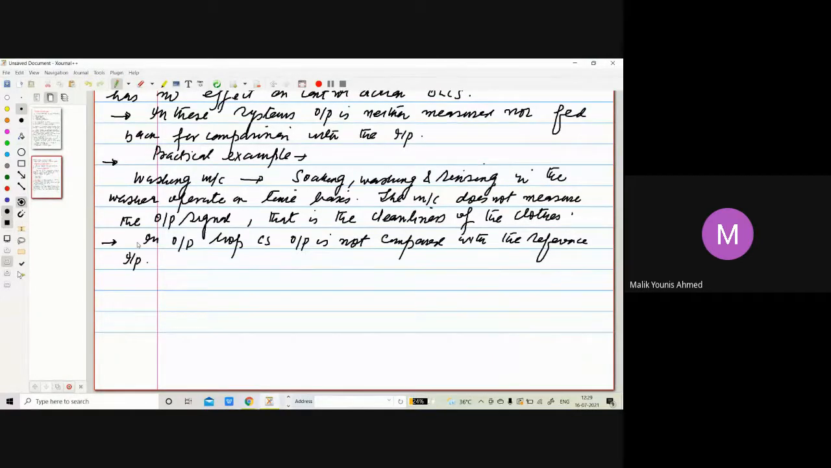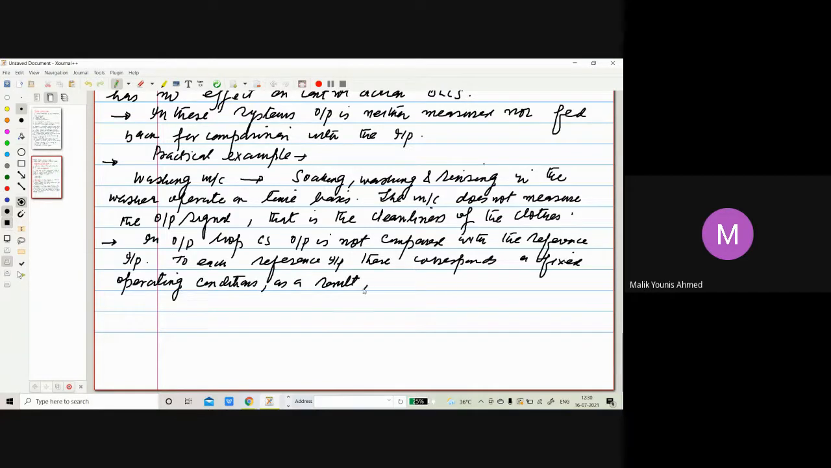That we have seen already. What we do here: for each reference input, we'll put a number of reference inputs. There will be corresponding fixed operating conditions. As a result, the accuracy of the system will depend on the calibration. I will explain what calibration is afterwards. So I will first write this down: to each reference input corresponds a fixed operating condition.